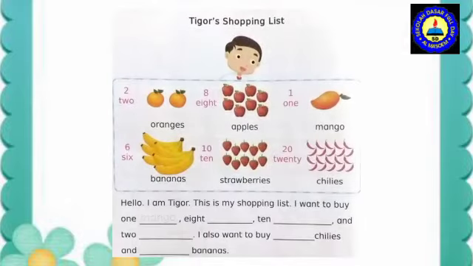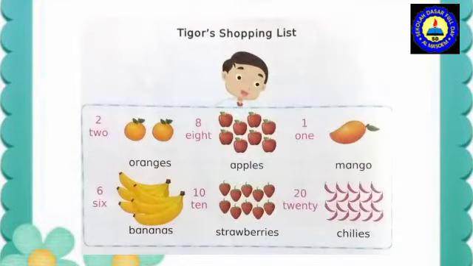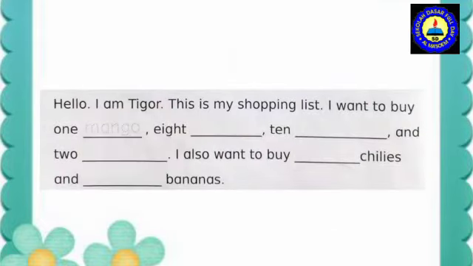Let's go to the last page in this lesson. Page 140. Tigor's shopping list: 2 oranges, 8 apples, 1 mango, 6 bananas, 10 strawberries, 20 chilies. Hello, I'm Tigor. This is my shopping list. I want to buy 1 mango, 8 apples, 10 strawberries, and 2 oranges. I also want to buy 20 chilies and 6 bananas.